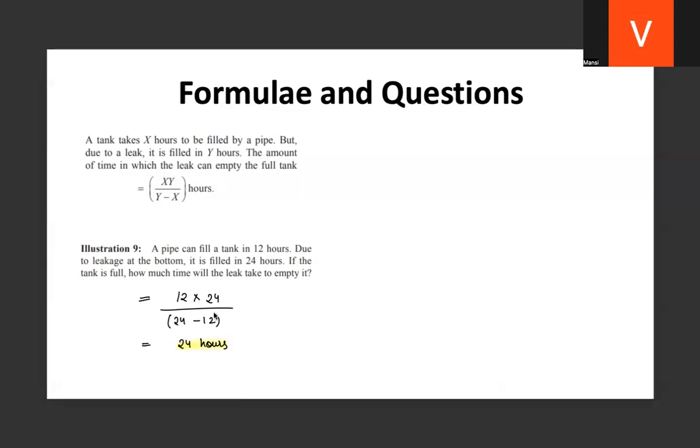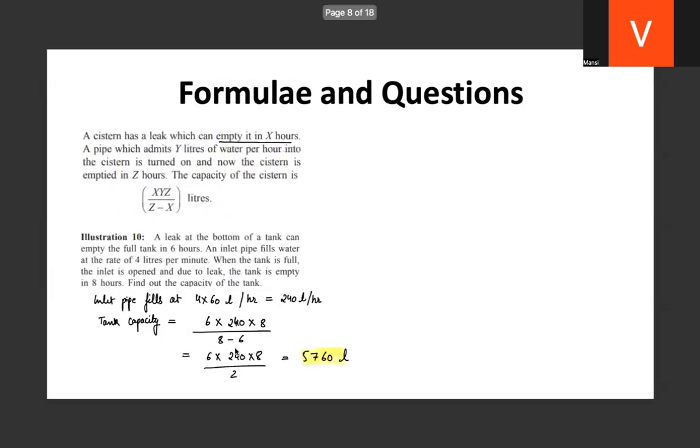So this is a formula, and exactly similar is a question: a pipe can fill a tank in 12 hours. Due to leakage at the bottom, it is filled in 24 hours. So if the tank is full now, how much time will the leak take to empty this tank? So X into Y divided by Y minus X, that is 24 minus 12, would take 24 hours to empty the tank.